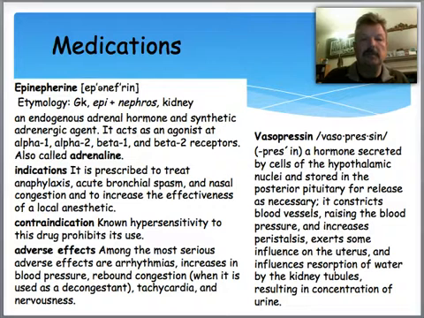The second drug is vasopressin, a hormone secreted by the cells of the hypothalamic nuclei and stored in the posterior pituitary for release as necessary. It constricts blood vessels, raising the blood pressure, and increases peristalsis, exerts some influence on the uterus, and influences reabsorption of water by the kidney tubules, resulting in concentration of urine.